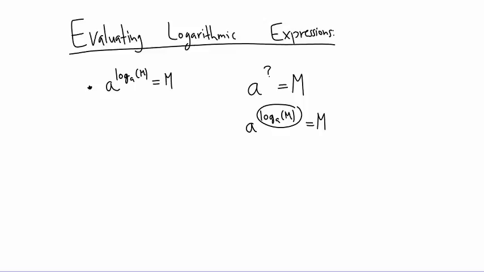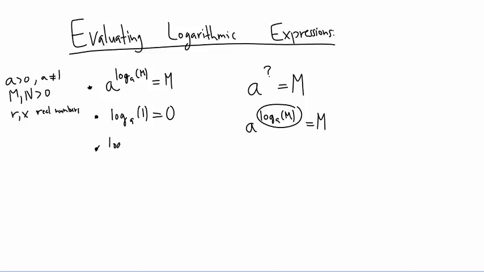So in these rules, a represents a positive number not equal to 1, m and n are positive, and r and x are any real numbers. Second property, the log base a of 1, the exponent we raise a to equal 1 is 0. How about the log base a of a? What do I raise a to equal a? That's 1.